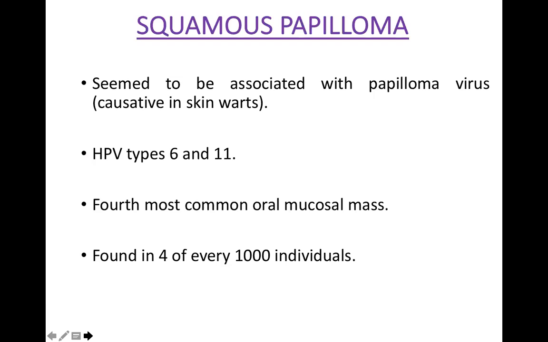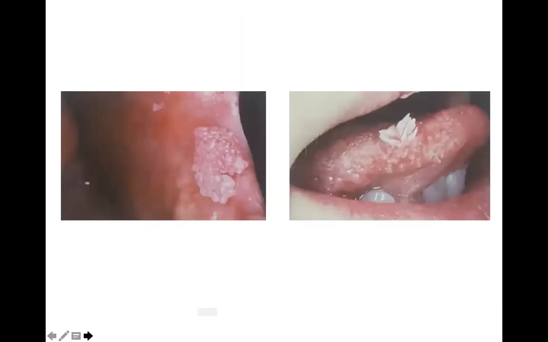Today's lecture is on benign epithelial tumors. So we have squamous papilloma. It seems to be associated with papilloma virus, positive in skin warts. So mostly there is HPV type 6 and 11. Fourth most common oral mucosal mass, and it is found in 4 of every 1,000 individuals.